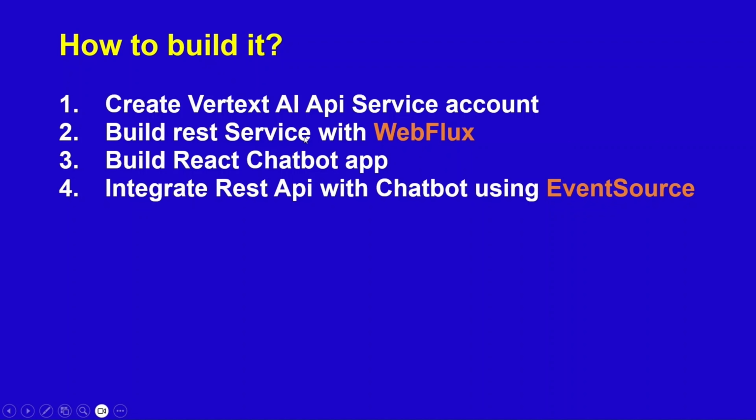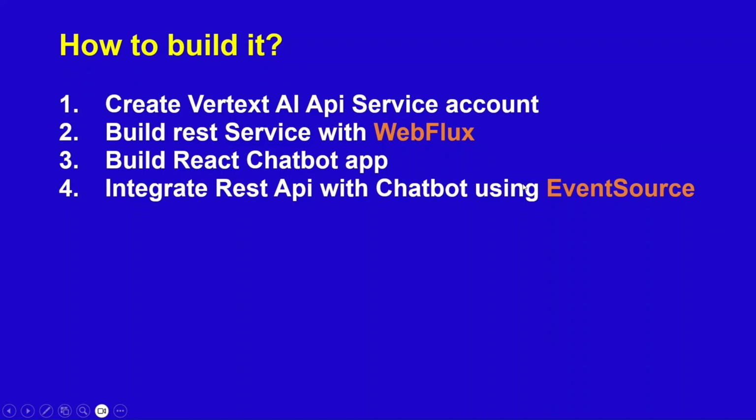And to build the chatbot application or to call the REST API, we can use Axios, but Axios will not support handling a streaming response. So that's the reason we are going to use EventSource to make a REST call and to handle the streaming response. So these are the two things: WebFlux to generate the streaming response, and EventSource to capture and process the streaming response.